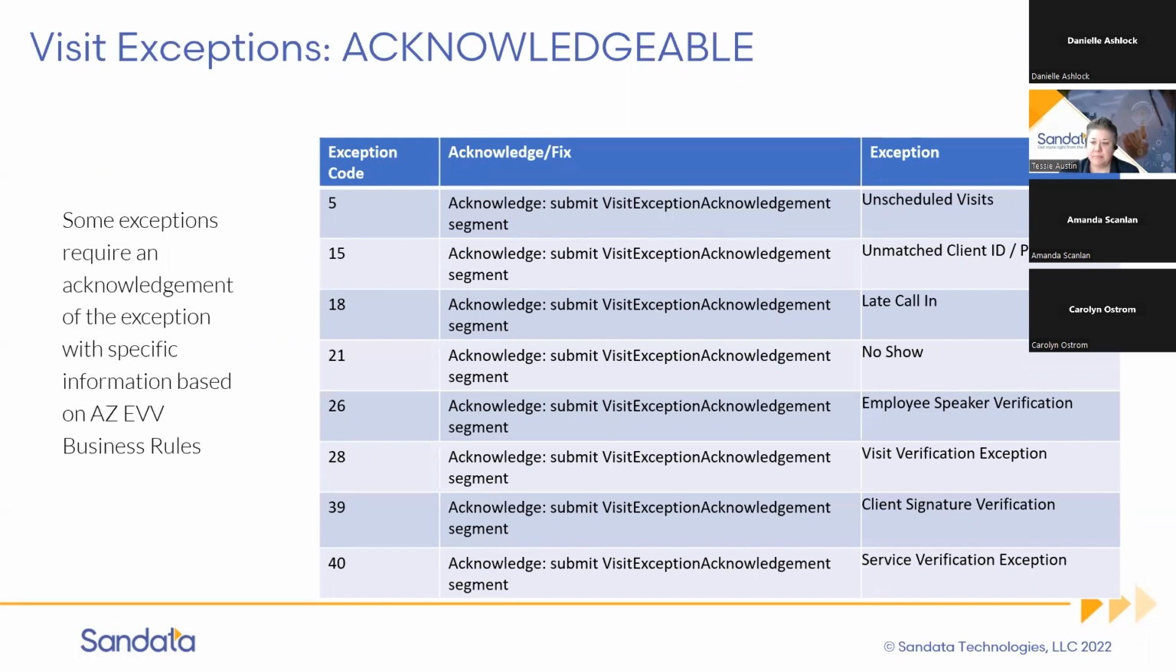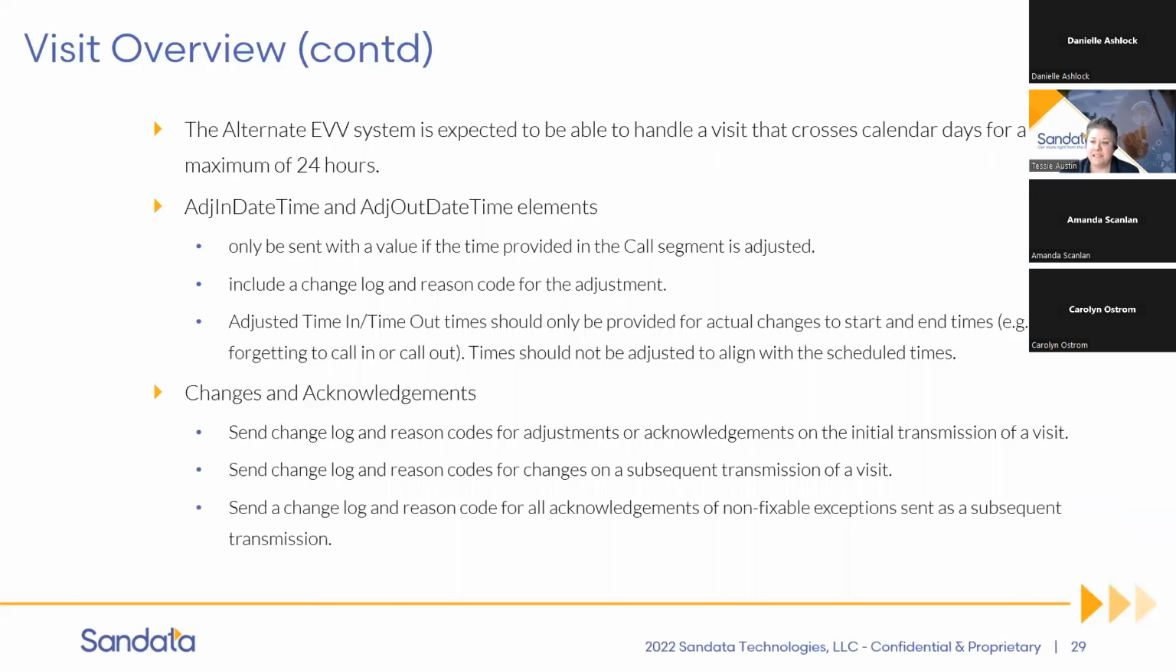All right, next slide, please. A couple more pieces of information on the visit segment. The alternate EVV system is expected to be able to handle a visit that crosses calendar days for a maximum of 24 hours. Now, that's the longest visit that's available. We have a 25-hour boundary because sometimes people clock in late, out early or late, but it's expected to cross a calendar day for 24 hours maximum.